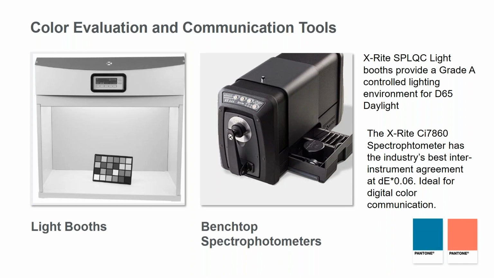And that connection, along with the benchtop spectrophotometers, in this case the 7860 and the 7800, have the best inter-instrument agreement. So what you see as we go through these tools is we're trimming back the error that you would see in inter-instrument agreement. So if you have a smart swatch and you view it under a light booth, and you have that digital information that you can communicate to your formulator, you're very, very tight on the pathway to consistent color across vendors and lines.